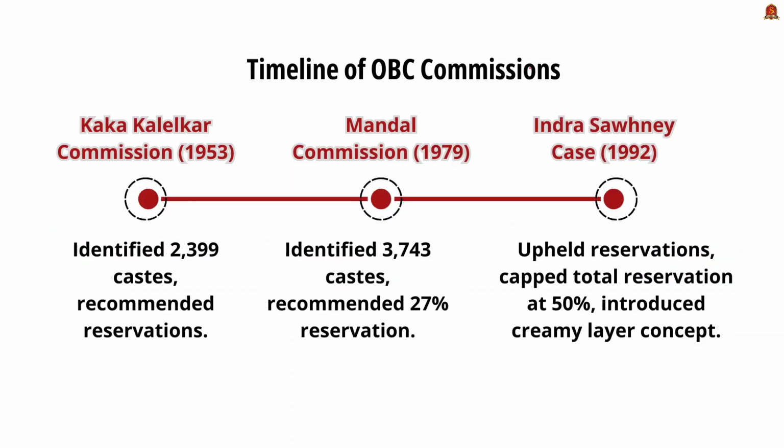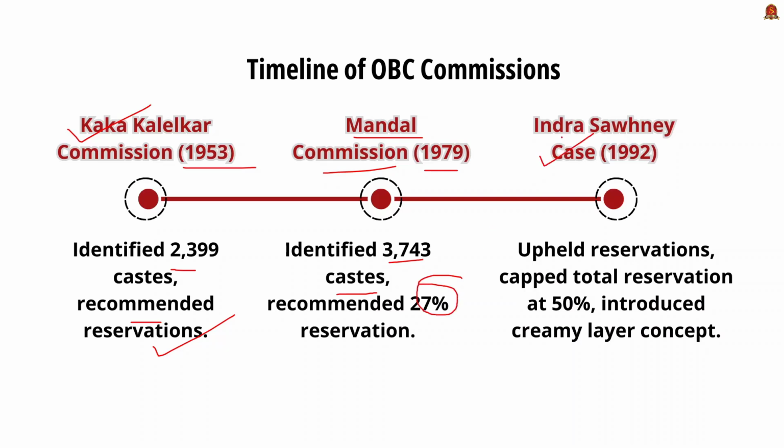Now let us see the timeline of OBC commissions. First commission was Kaka-Kalekar Commission. It was constituted in 1953. This commission identified 2,399 castes and recommended reservations for them. The second commission was Mandal Commission. This is an important commission. It was constituted in 1979. It identified 3,743 castes and recommended 27% of reservation.